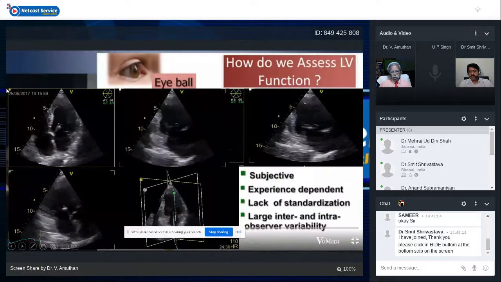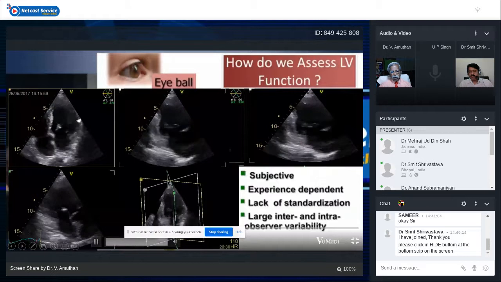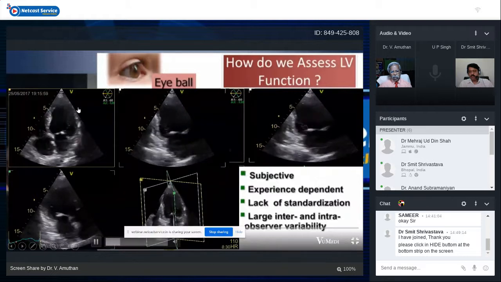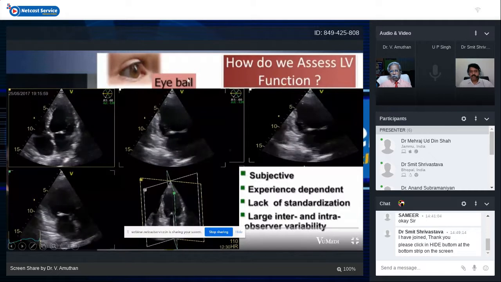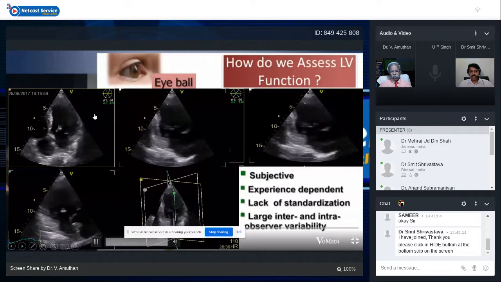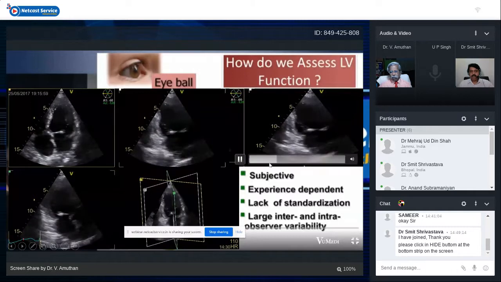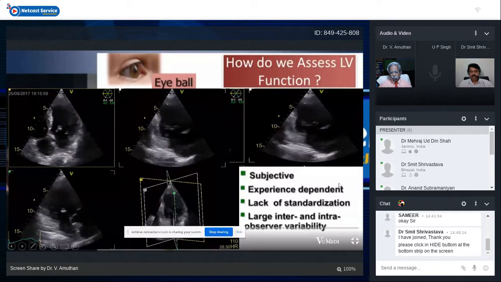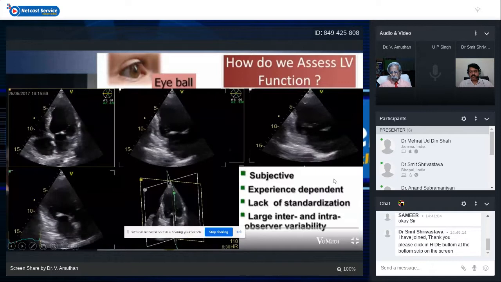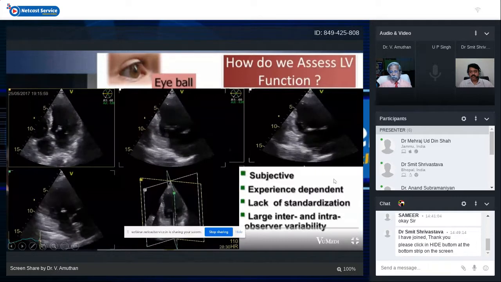And mostly our interventional cardiologists and regular clinical cardiologists just do the echo, and what they do is called eyeballing. Just to say the ejection fraction is 50%, 60%. So this is very subjective, and it is experience dependent, and there is no standardization here. There is a large inter and intra-observer variability. So that is a problem.